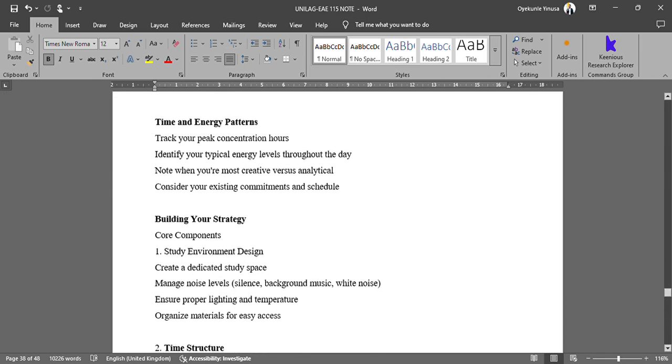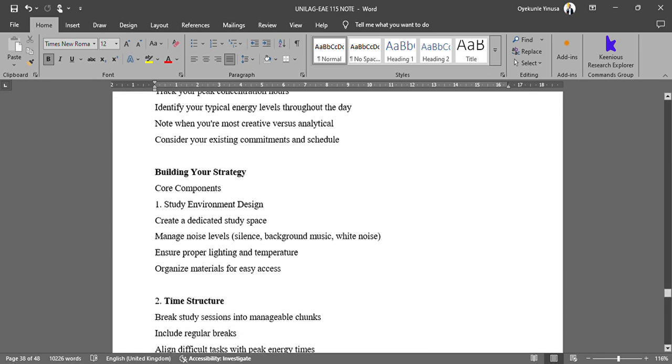You must identify your typical energy levels throughout the day. Are you much more active in the morning? Are you much more active at night? Are you much more active in the afternoon? See the one that is best for you, and always learn during this period when you have more energy and time. So you must be able to discern this period and tailor your energy to studying.